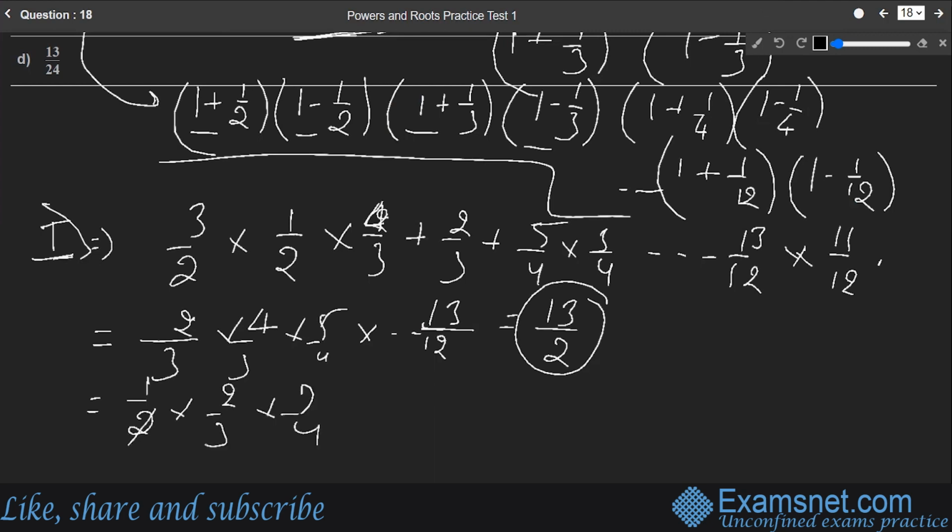So clearly this 2 will get cancelled with this 2 here, and this 3 will get cancelled with this 3 here. Similarly, this has to be 11 by 12. So ultimately you will be left with 1 by 12. So these are the two terms that you will get by separating them.